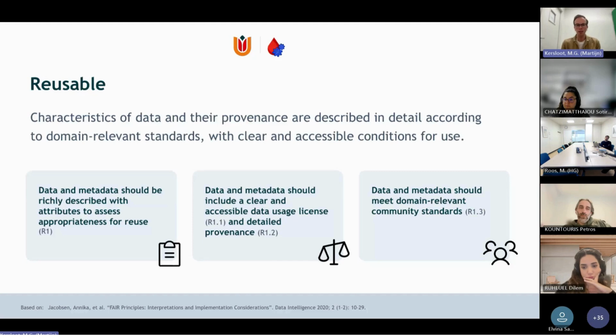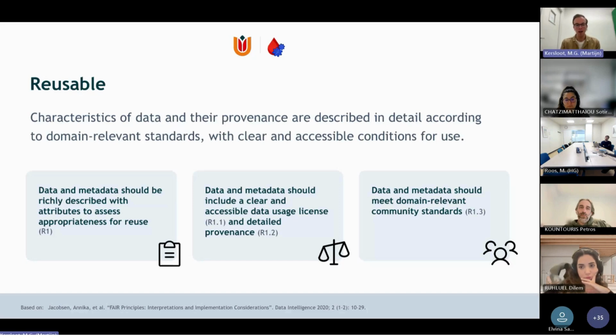We've seen that in the F principles, the findability principles, as well, that we really have to describe our data sets well. But for reusability, we really focus on, if you found the data set, can someone tell if that's something that they would be interested in reusing.